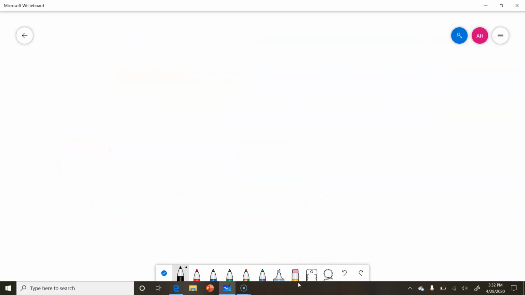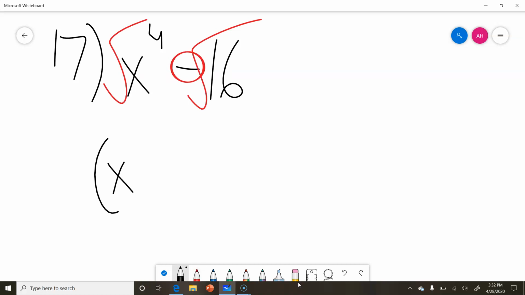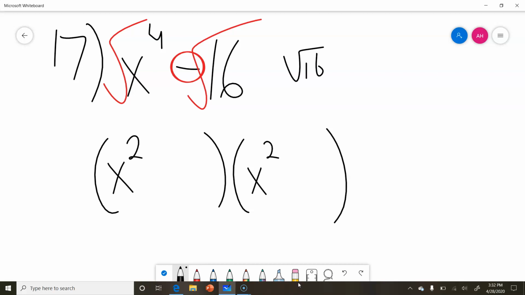So let's try number 17. Okay, number 17 is x to the fourth minus 16. Now obviously I'm going to look for a difference of squares because I have a negative here, and then I can take a square root of both of those. So let's do that. What is the square root of x to the fourth? Well, that's x squared. What's the square root of 16? That equals 4. So I got 4 and 4.